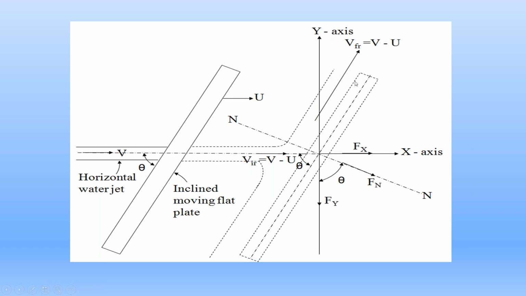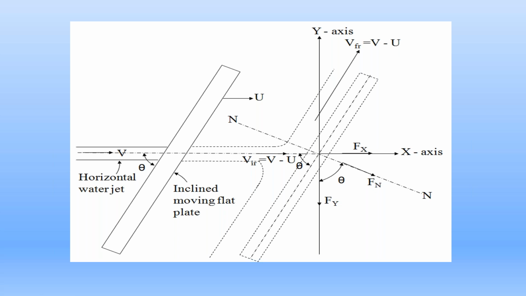We consider the surface of the flat plate as a smooth surface, so there is no loss of energy of the water jet when the water jet strikes the plate. Since there is no loss of energy after the impact, the water jet moves along the surface of the flat plate with the same relative velocity V minus U. Before impact, the relative velocity is V minus U. After the impact, the relative velocity is V minus U, because there is no loss of energy when the water jet strikes the flat plate.